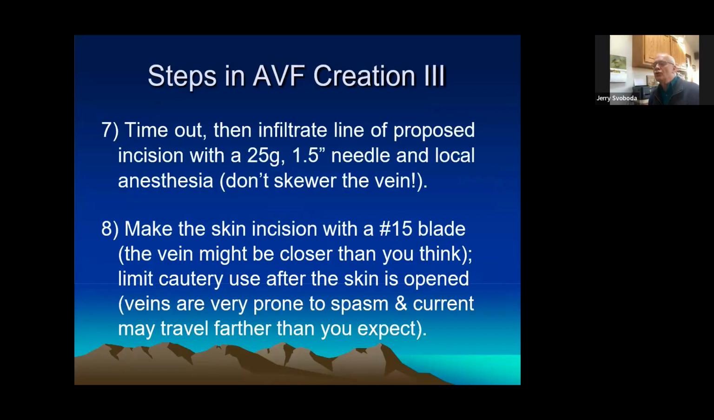Take a time out to make sure you're going to operate on the correct patient, on the correct side, and match up the consent form with the patient at that time. The patient should have an arm bracelet on to identify them. And my favorite needle is a 1.5-inch 25 gauge needle to give the local anesthesia. Make sure you don't put the needle through the vein as you're administering that along the line of the proposed incision. Use a 15 blade to make your incision.